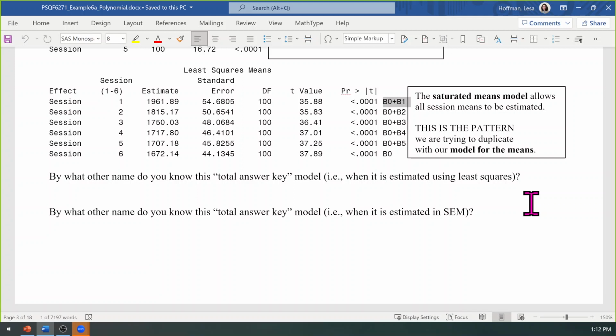Is this H1? This is the H1. Very good. Yes, indeed. It is the H1 model.